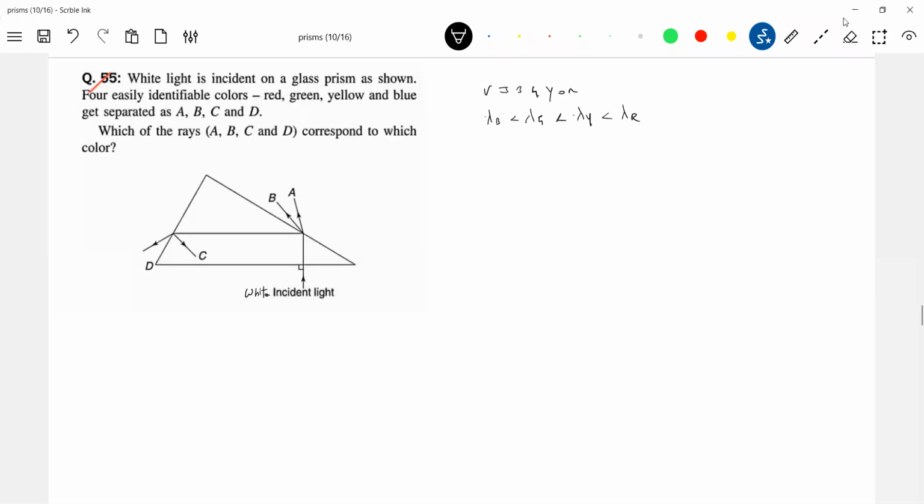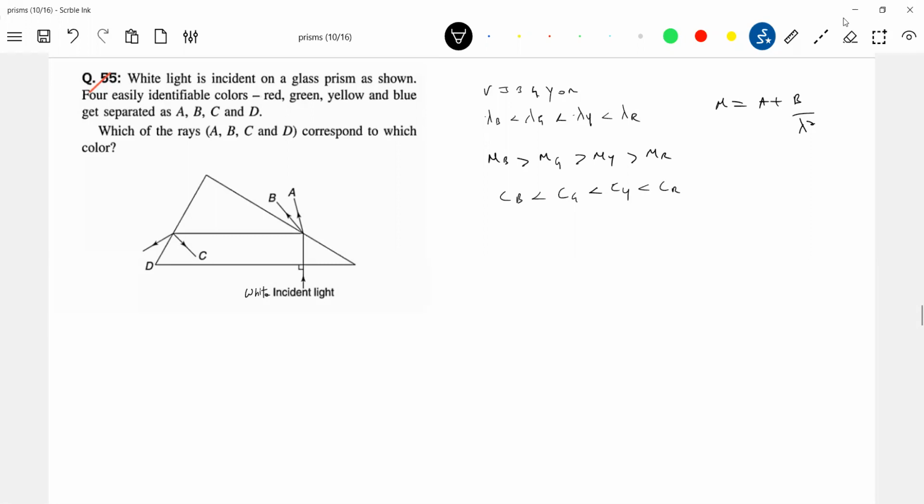What about the critical angles? The mu depends upon this one, no? Mu equal to, I think, Cauchy's relationship, mu equal to A plus B by lambda square. So the one having a lower value of wavelength, the material will offer more refractiveness for that particular wavelength. Therefore, mu B greater than mu G greater than mu Y greater than mu R. Mu and critical angle are inversely proportional. So the critical angle for B will be less compared to green, compared to yellow, compared to red.